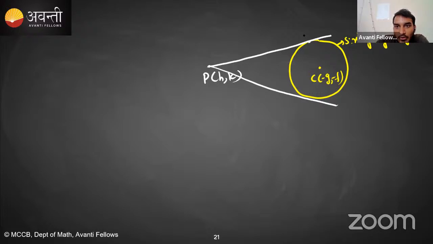So let's say this is point A, this is point B. The angle between the tangents is 90 degrees. Okay, this angle is 90 degrees. So I have to find the locus of the point P. How will we do this?